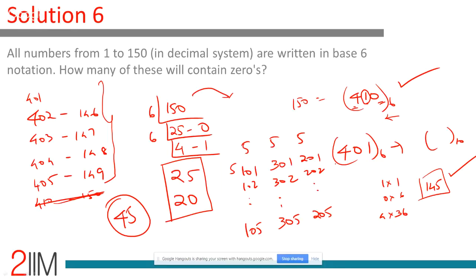So 25 numbers have their last unit digit as 0. 20 numbers have their 6th digit place as 0 without having their unit place as 0. The 36th place, 6 squares place being 0 is not possible. We're counting only up to 3 digit number. So 45 numbers totally. Wonderful question.